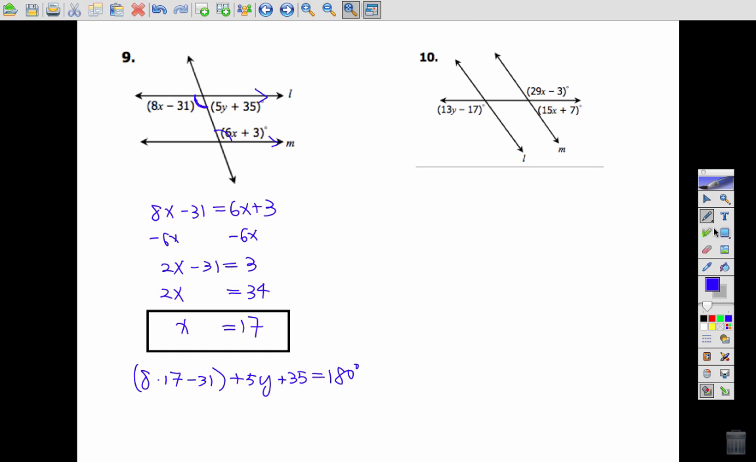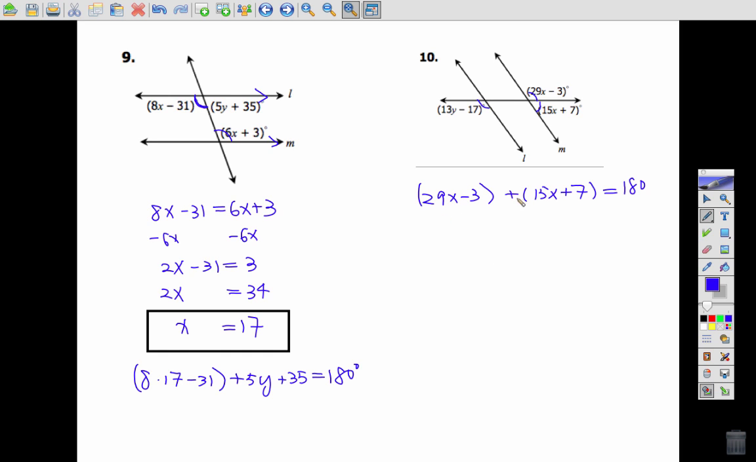Now I want to show you how to set up 10. So in 10, I've got the angle here. I've got these two angles. Oh, this is not too bad, actually. If you look at these two angles, they only have x terms together, and these two angles obviously are a linear pair. So all you need to do is 29x minus 3. That's the first angle. Then you add the second angle, which is 15x plus 7 equals 180.